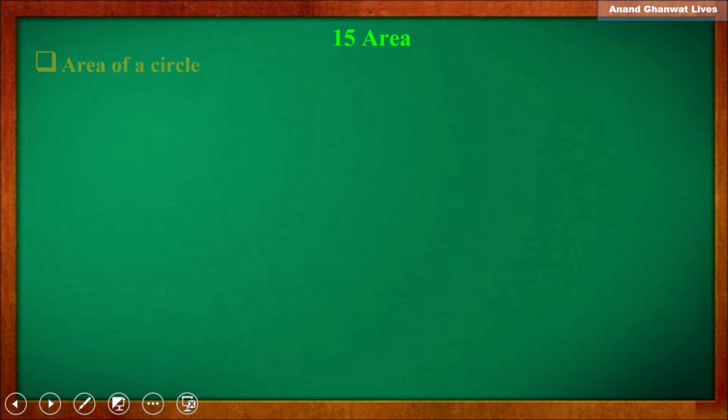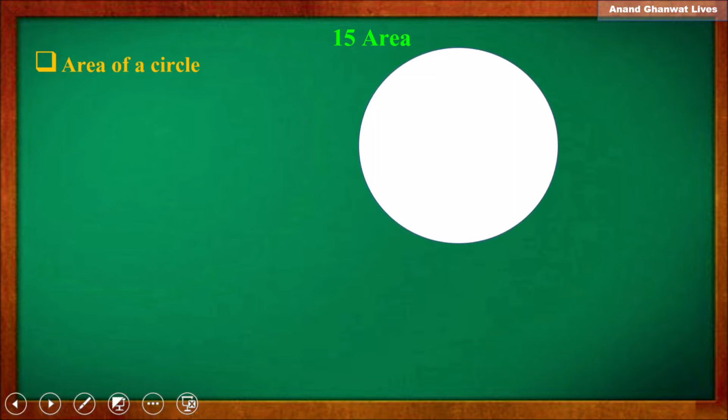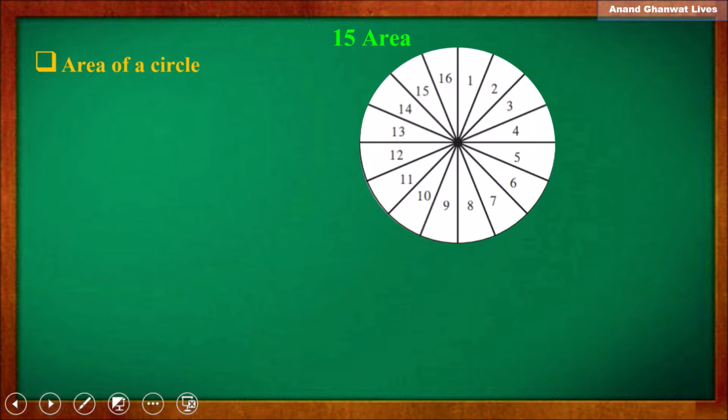In this lecture we are going to learn area of a circle. Let us do an activity. First you have to draw a circle using compass on your rough page. Then we have to divide that circle in equal parts like this: 1, 2, 3, 4, 5 up to 16. So you have to take specific radius here and you have to also measure circumference of a circle.